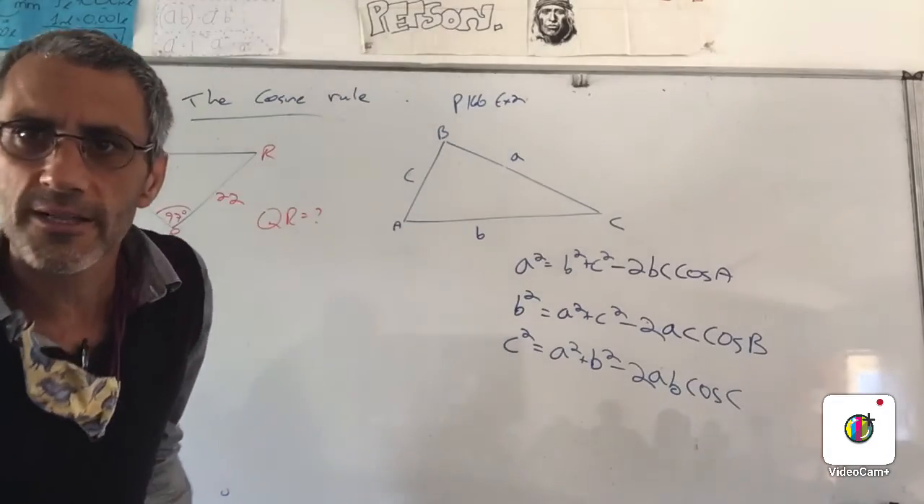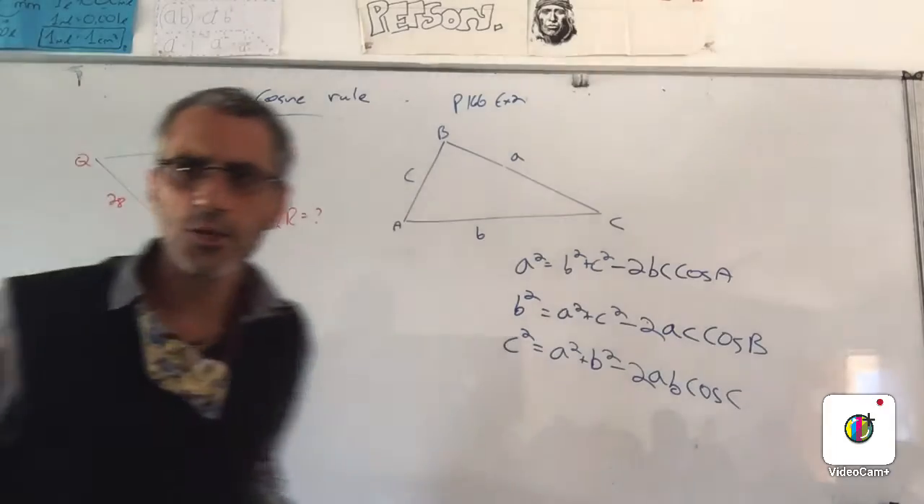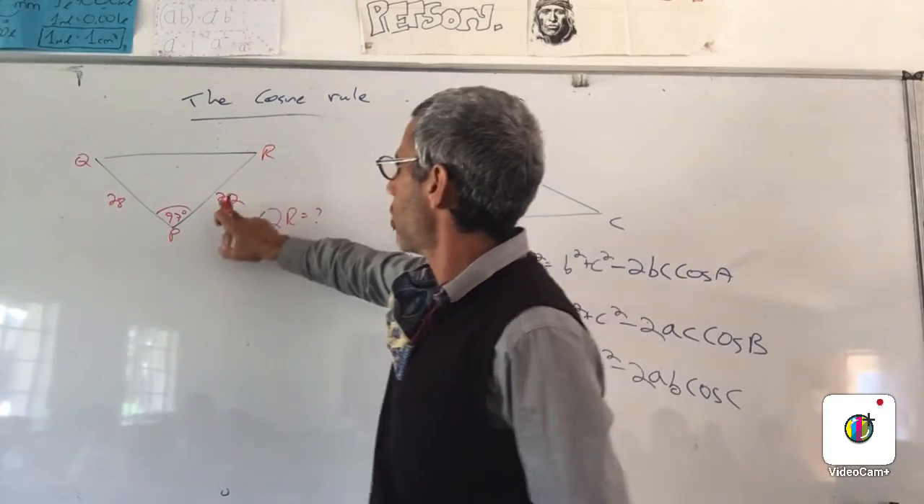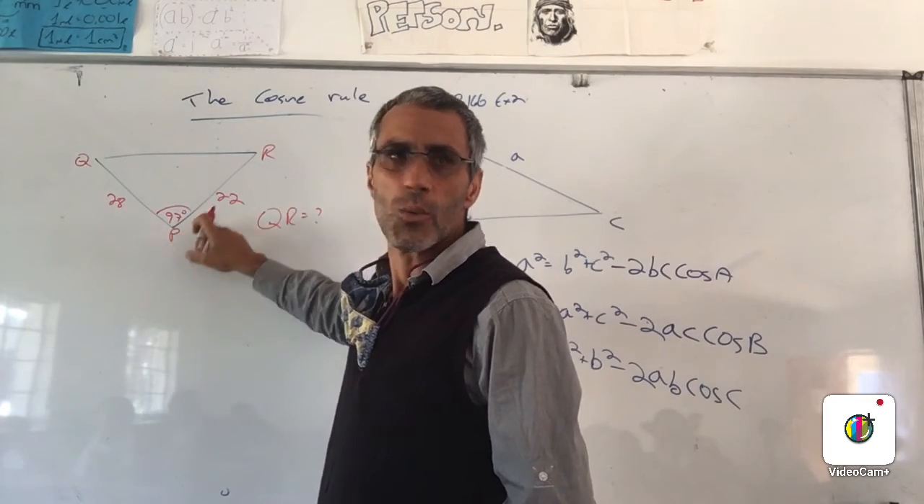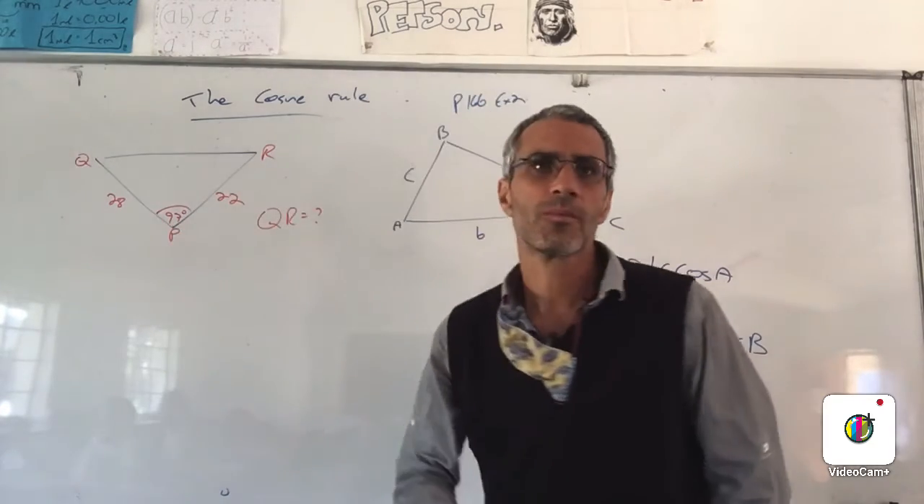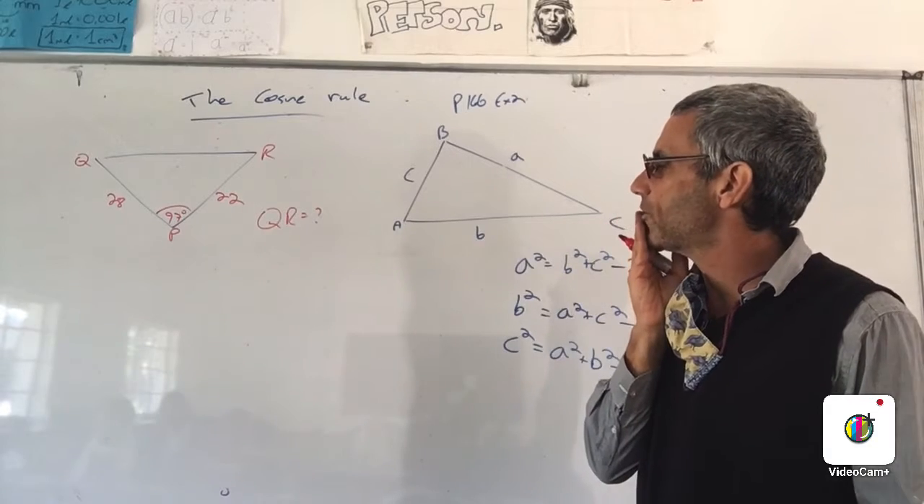So we've got a triangle. Can you see the whole thing? So I know that this side is 22, this side is 28. The angle is 97 degrees. We are asked to find QR.